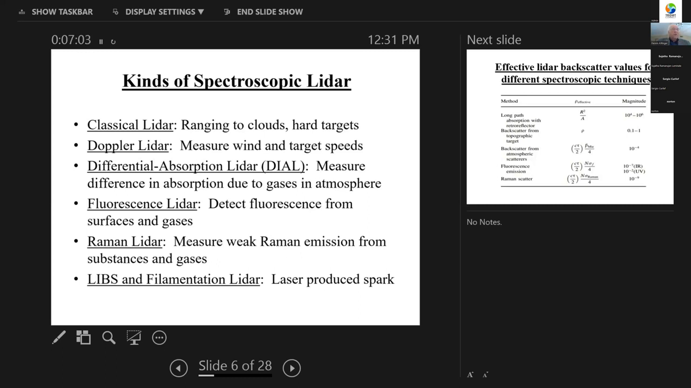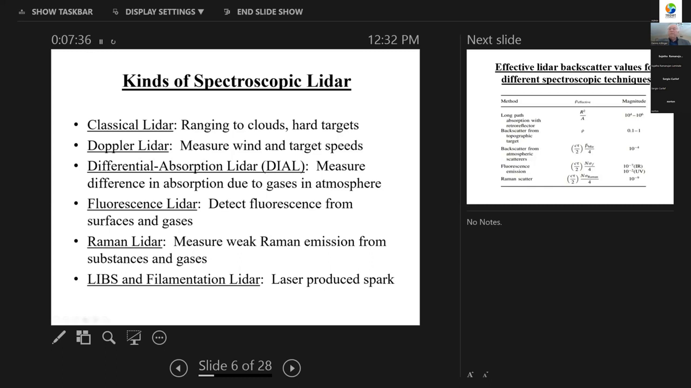You can also use Raman LiDAR. But the Raman emission is rather weak, but if the substance or the gas has high concentration, then the Raman lines are fairly strong. And you can also do LIBS and filamentation LiDAR. LIBS is laser-induced breakdown spectroscopy. And filamentation LiDAR, you use the laser, focus it down, and make a spark in the atmosphere. And then from the emission from that, you're able to see what the atoms are and what the molecules are.